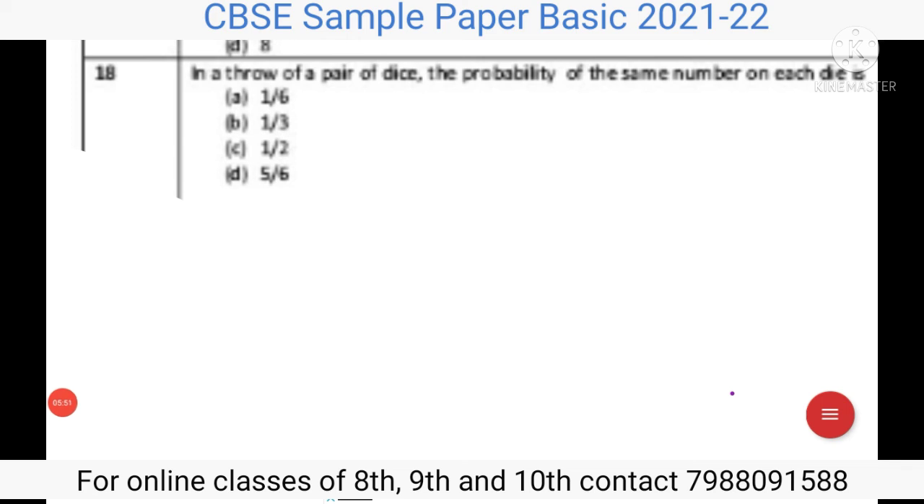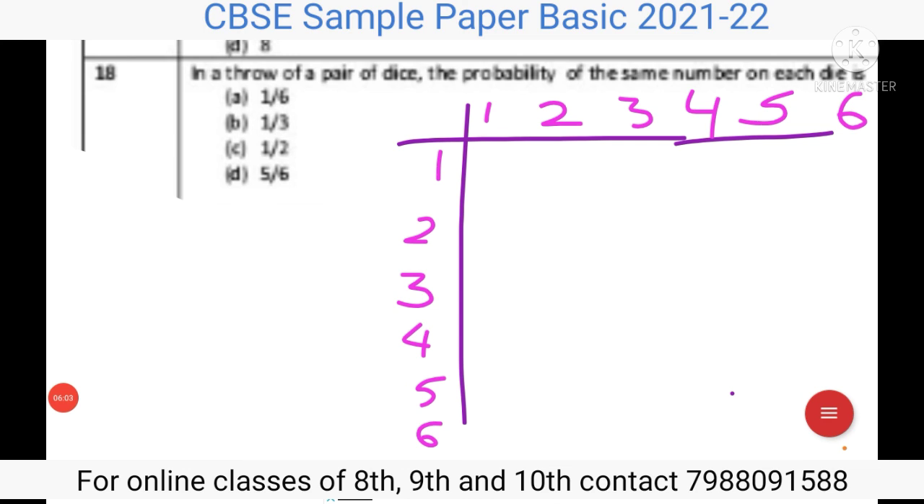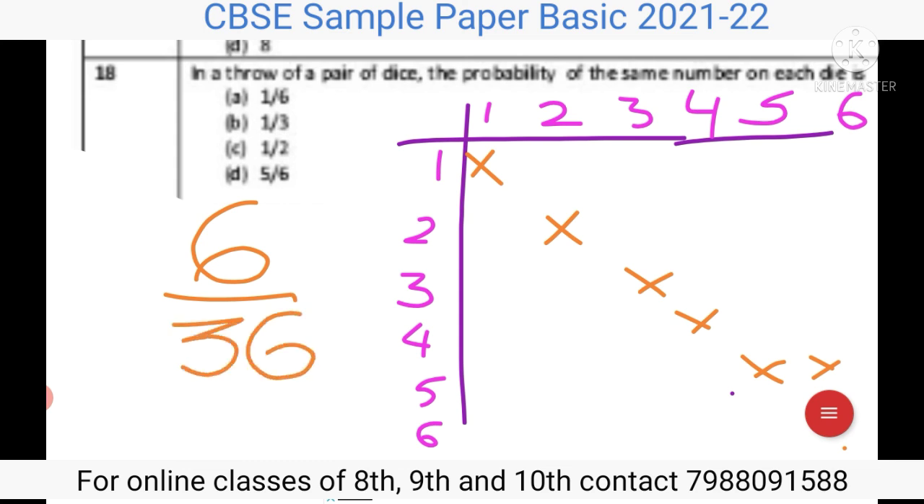In question number 18, we have to find the probability of the same number on each dice when we throw a pair of dice. So let us draw a shortcut sample space. See, it's not possible to write down all the 36 cases. So this is a way to have a look at all the 36 cases in a very short time. Now we want the same number on each dice. So this gives me 1, 1, 2, 2, 3, 3, 4, 4, 5, 5 and 6, 6. So I have 6 favorable cases out of 36, which gives me 1 over 6, that is A as the correct option.